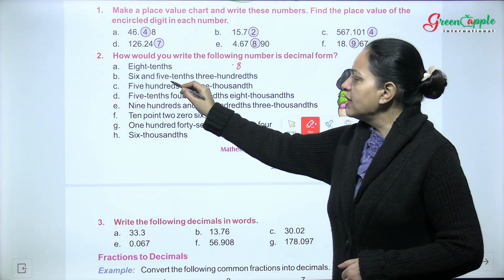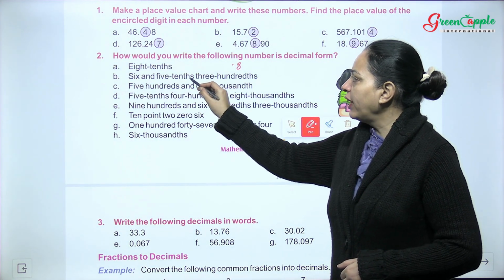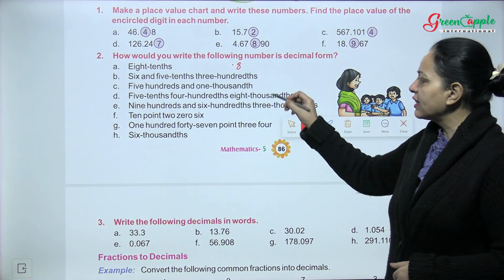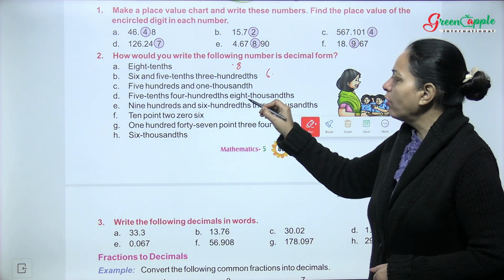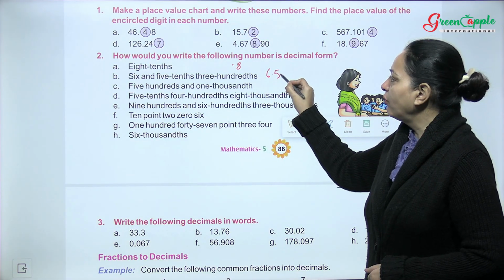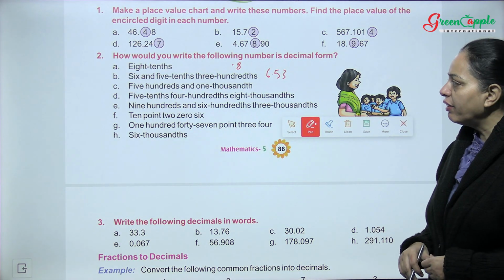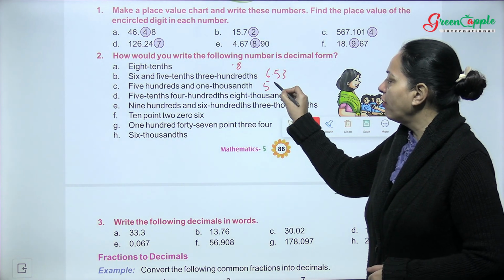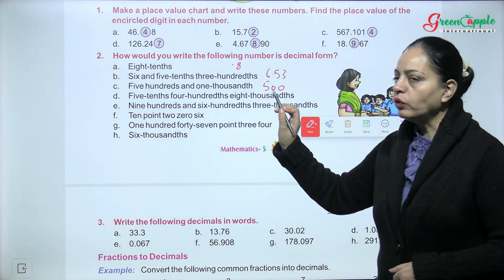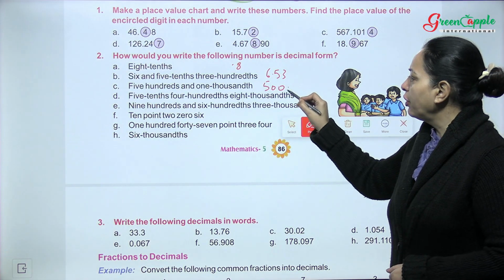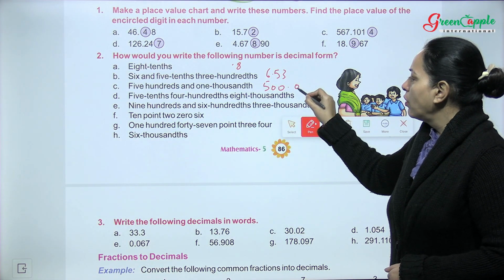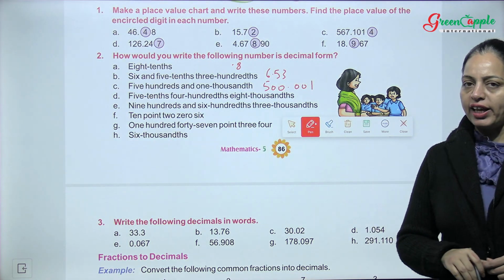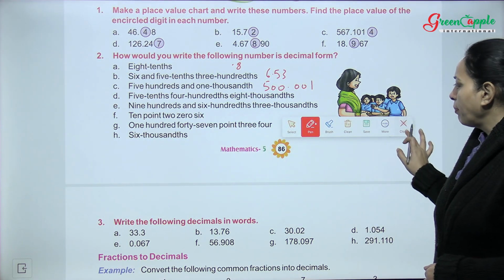B part: 6 and 5 tenth, 300. 6 and 6.5 tenth and 300. 500 and 1000. 500 means no tenth, so 500.0, and no hundredth, 0, and 1000. So like this, you can try the remaining parts.